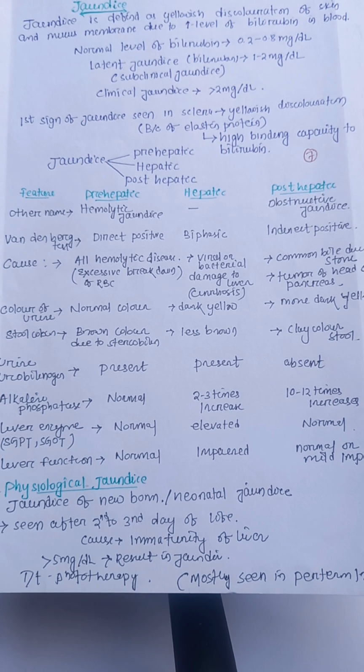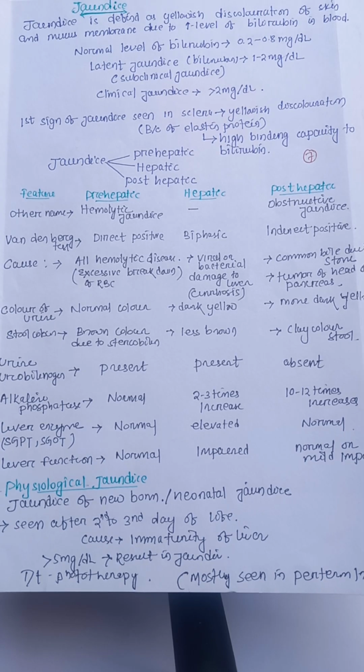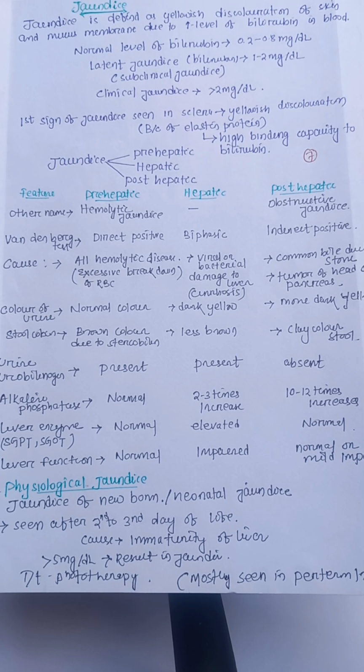And also the normal level of bilirubin is 0.2 to 0.8 milligram per deciliter, and latent jaundice is mostly 1 to 2 milligram per deciliter. There will be no symptoms of jaundice seen physically. That is called latent jaundice. Latent means hidden; there is no clinical manifestation of jaundice. And if it exceeds 2 milligram per deciliter, it causes clinical jaundice, or the jaundice symptoms start to appear.